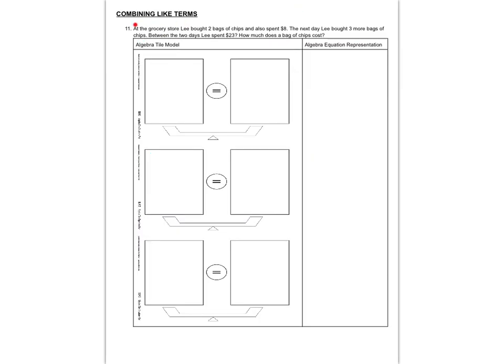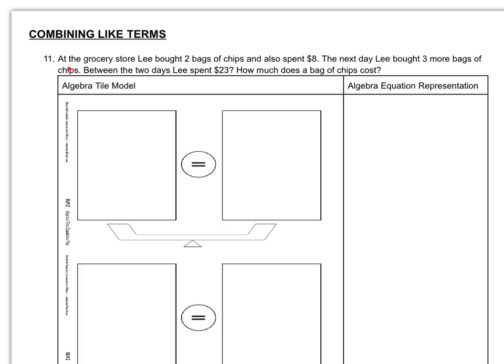Now let's look at combining like terms. We'll start with number 11. At a grocery store, Lee bought 2 bags of chips and also spent $8. The next day, Lee bought 3 more bags of chips. Between the 2 days, Lee spent $23. How much does a bag of chips cost? See if you can represent that with the algebra tiles or an algebra equation. Take a moment, try that.